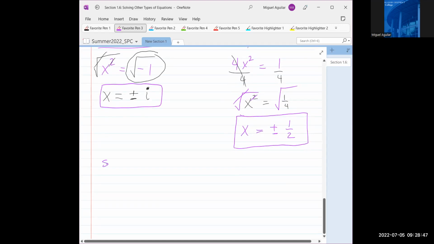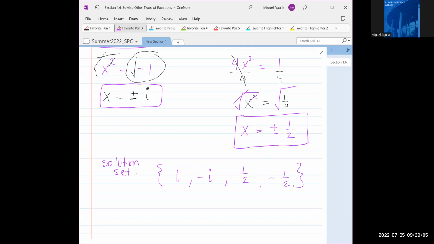So then our solution set consists of i, negative i, positive 1/2, and negative 1/2. Okay, I just wrote it out in expanded form so that we can see and count that we have 4 solutions. If you only have 2 solutions in your solution set, then you have not completed the problem, right? So make sure that when you're solving these quartic equations that you have 4 solutions.